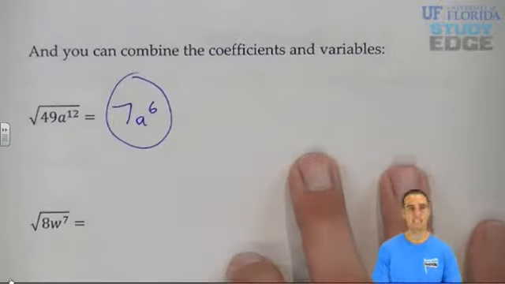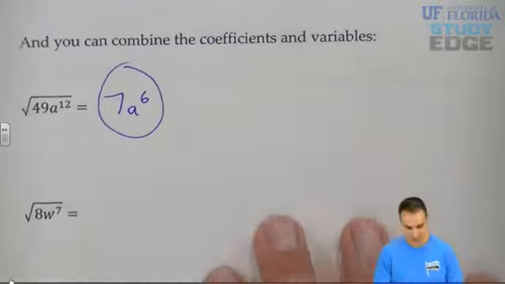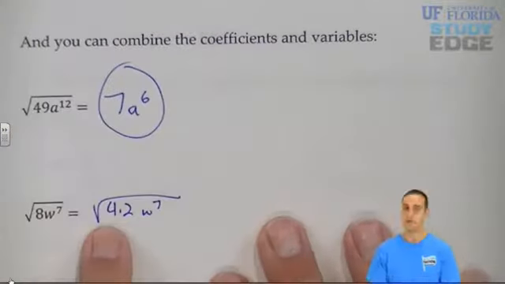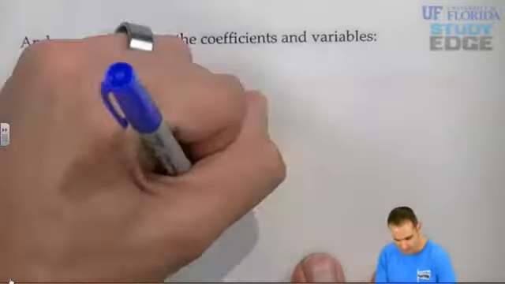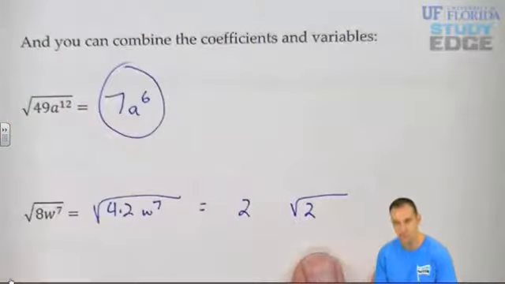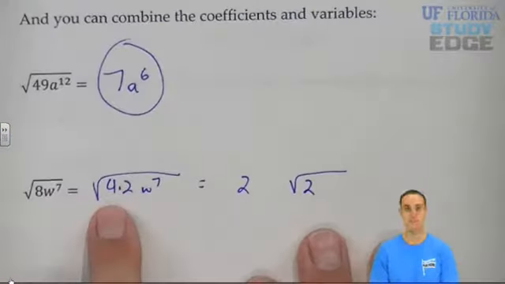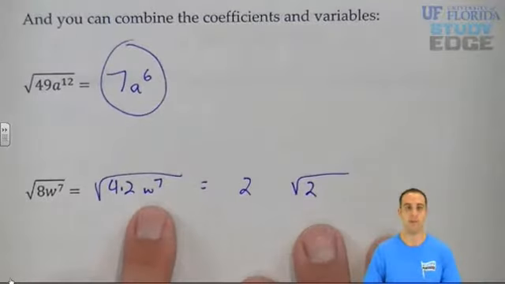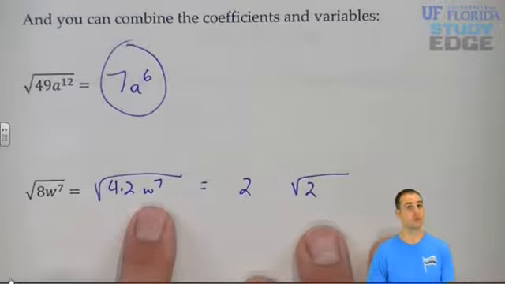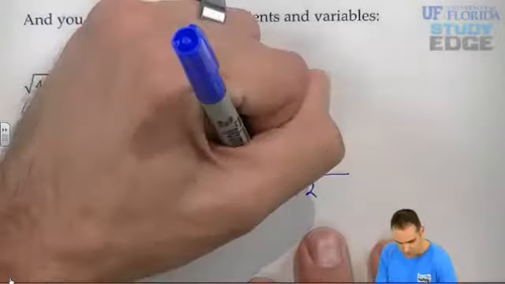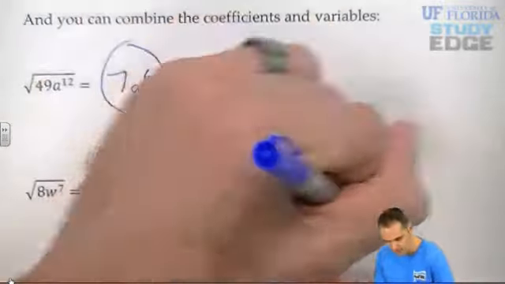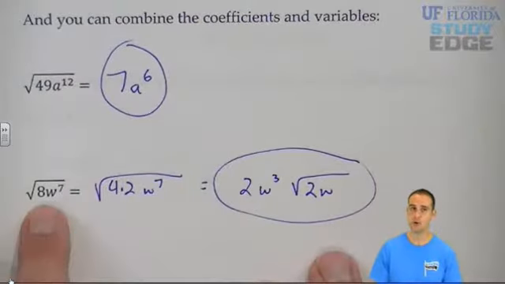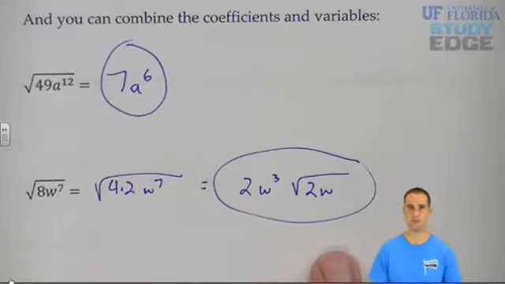But then in this case, 8, you'd have to maybe rewrite this. 8 is 4 times 2. You got a perfect square. The square root of 4 is 2 with a 2 left over. So notice I dealt with the coefficient, the number first. Now I have 7 w's. How many pairs is that? 2 goes into 7 3 times with 1 left over. So again, make sure you know the difference between dealing with just the coefficients, the numbers, and the variables.